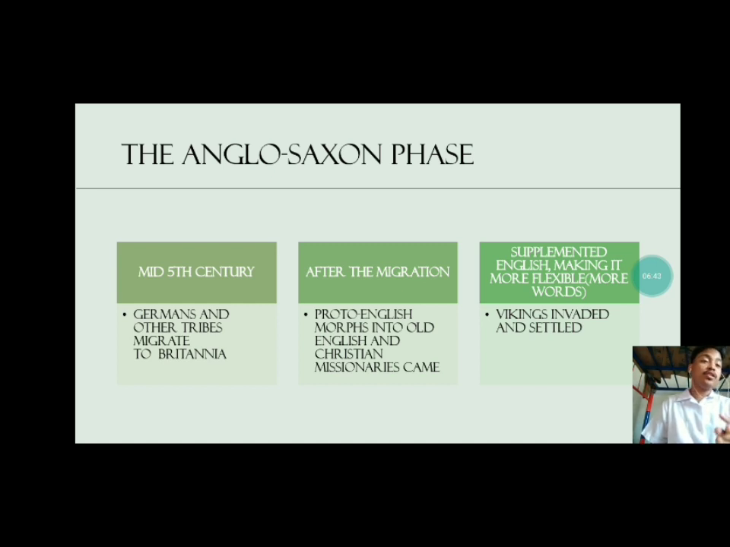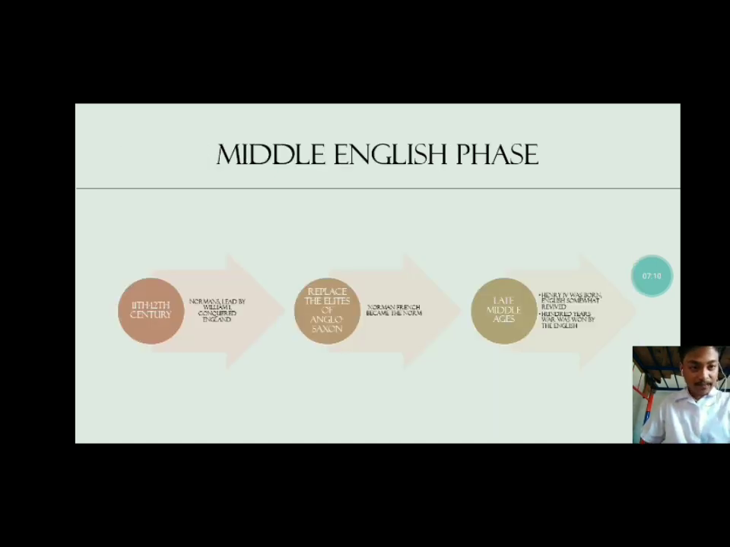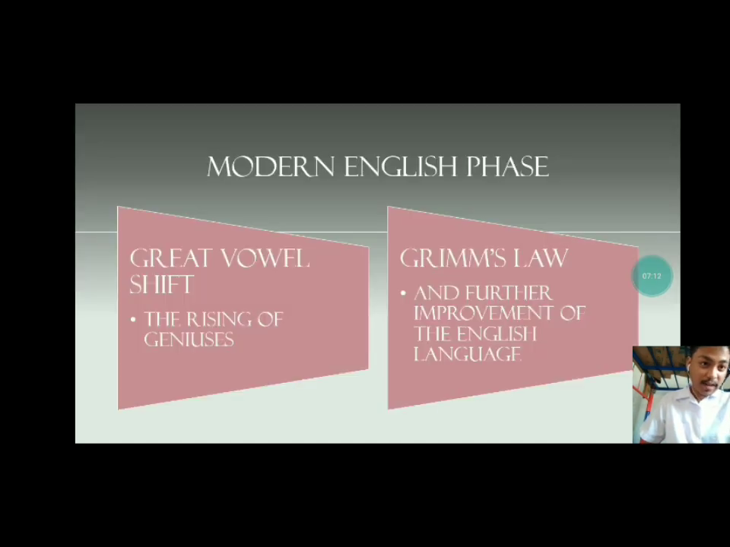In my opinion, after every lesson, you need to have a comprehensive conclusion. For example: mid-5th century, Germanic tribes immigrated to Britannia. After migration, proto-English marks into English, and so on and so forth. You need to summarize it in order for your students to understand more about the language. I also summarized it.